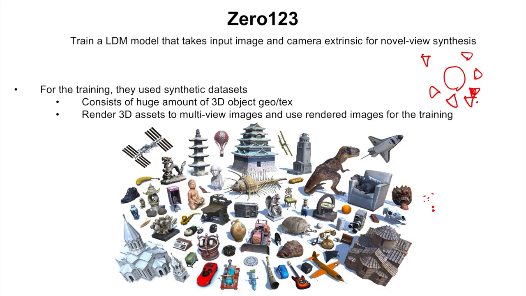And for the rendering, we need to know the camera intrinsics, and we know the extrinsics, right? So in the data pre-processing stage, we know everything for the training. We have 3D assets, we set a virtual camera using camera extrinsics, and then we render an image. Then the rendered image and camera pose become the input of Zero-1-to-3, that's all. So we render 3D assets to multiple images and use the rendered images for the training.